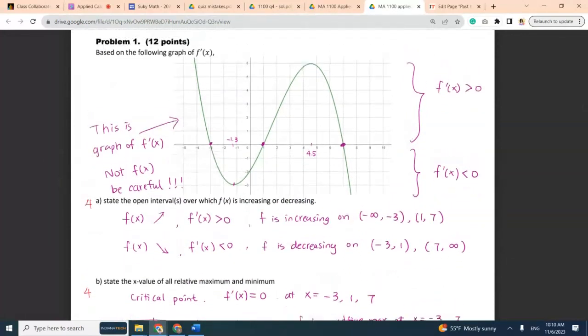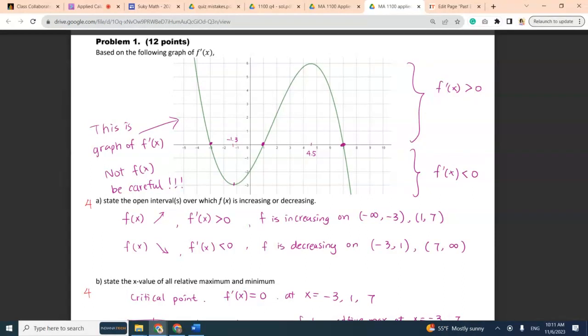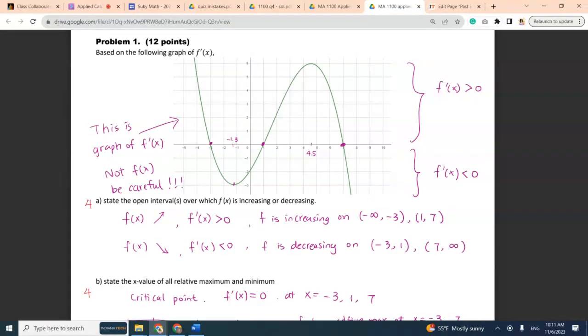So the first problem, this problem, I give you the graph of the derivative. Be careful. This is the graph of the derivative. This is not the graph of the function f. Okay, everybody? So be careful, be careful, be careful. Do you see this point, -3 and then 1 and then 2? Above that, the derivative is positive. And below that, the derivative is negative. Okay, everybody? So say the open interval over which the function is increasing or decreasing.